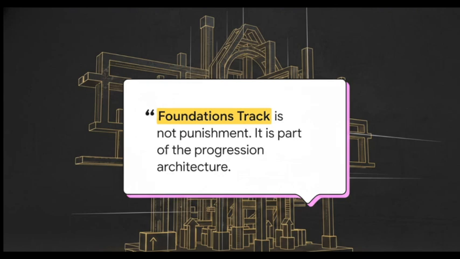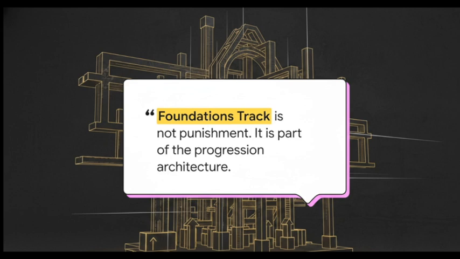Look, we need to address the psychological elephant in the room right off the bat. When you're moving through a highly structured program, falling out of sync, well, it can kind of feel like a failure. But in the FAST method, we're entirely reframing that. Falling out of sync is not a failure. It's an expected structural variable. Because life happens. Schedules shift. So I want you to really hear this core principle. The foundations track is not punishment. It is part of the progression architecture.